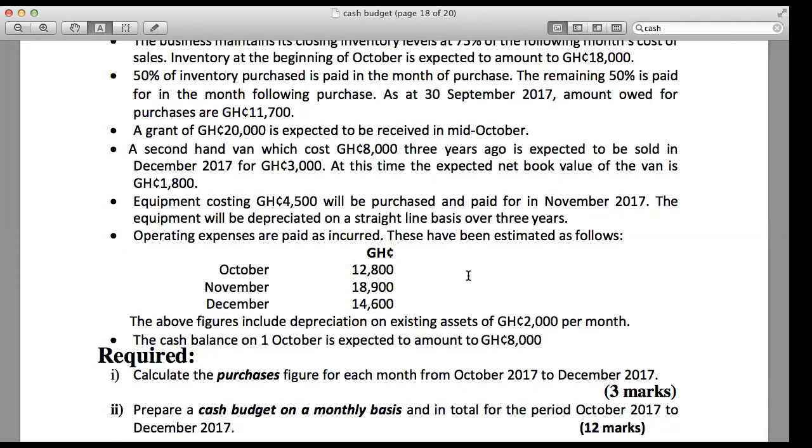So depreciation, we know that it's a non-cash item. It said the above figures include depreciation of the existing. They've already calculated the depreciation for you, which is 2,000 per month. So what do we do? We take it off because we want the expenses paid but not incurred. This is the incurred. Good. So take note. Now the last note will be the cash balance on October is expected to amount to 8,000. So that's the opening cash balance, right? Yes. Good. So I hope you get it. Now let's start the game.